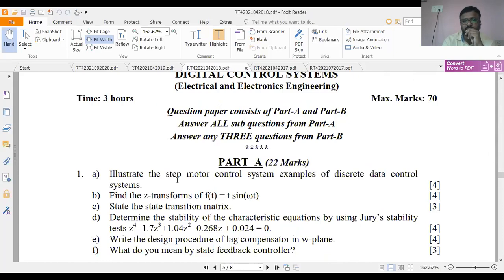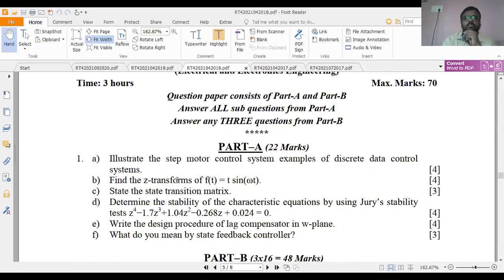And coming for the third set, that is find the Z transform for the function f(t) = t into sine omega t. So here also he has asked us to determine the Z transform, and the t is represented as small t. So in order to convert the continuous into discrete, the small t has to be replaced with k into capital T. K into capital T.